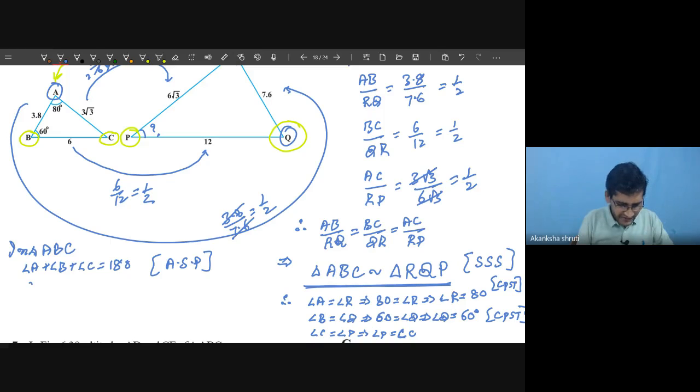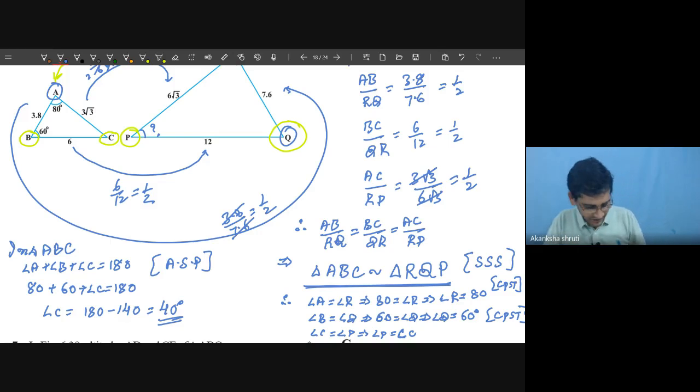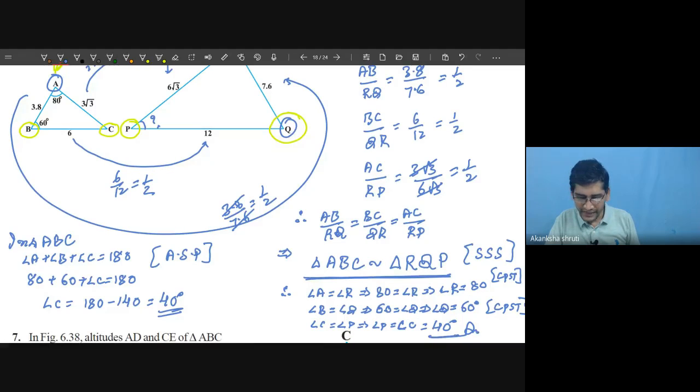Substitute the values: 80 plus 60 plus angle C is equal to 180. So angle C is 180 minus 140, as 80 plus 60 is 140. Taking this difference, we get 40 degrees. So this way angle C is calculated. This is equal to 40 degrees. Here C was required. The angles R and Q were not required, so these two things can be neglected or may not be written.